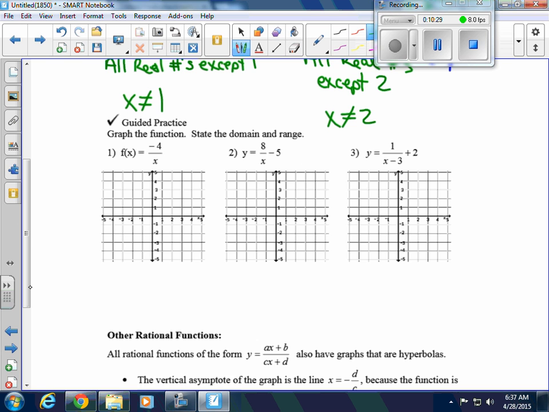So let's go ahead and look at one of these guided practice questions. They're all the same. So let's just go with number 3. That'll give us the vertical shift. So go ahead and do question number 3. Go ahead and pause the video, and then you can hit play when you are ready.